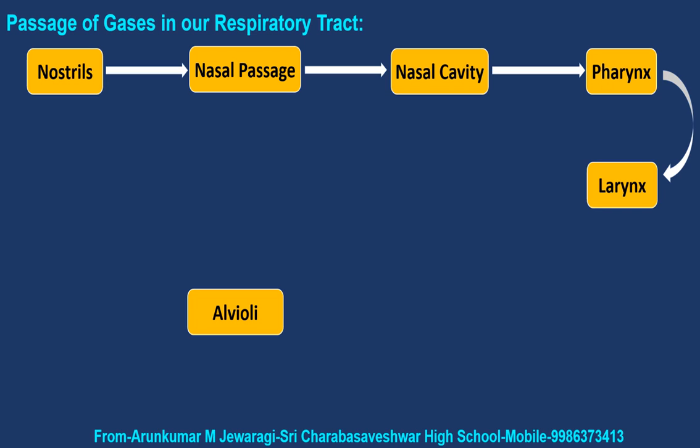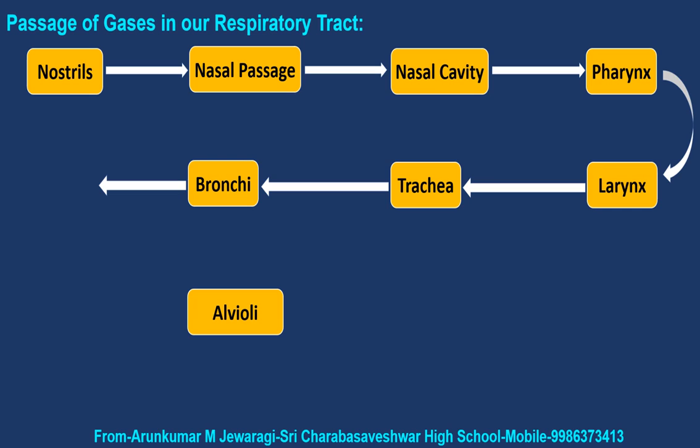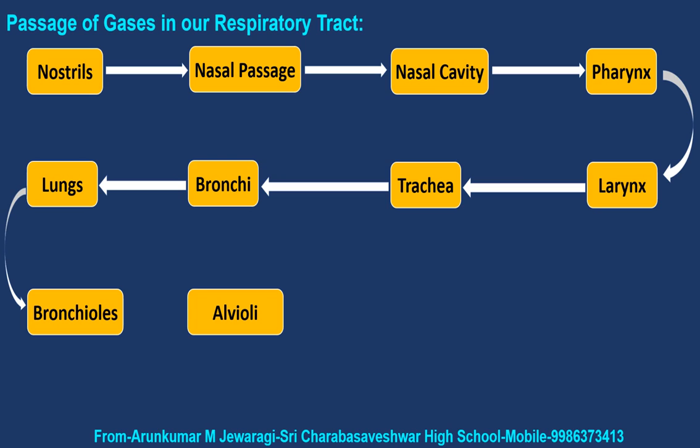After the pharynx, the air enters into the larynx. From the larynx, it enters into the trachea. Okay, the trachea is a windpipe. From the trachea, it enters the bronchi. From the bronchi, it enters the lungs. From the lungs, it enters the bronchioles. From the bronchioles, it enters the alveoli. So the alveoli is the last part. Okay. We can also make it reverse when expelling carbon dioxide outside. So this is the passage of gases, usually oxygen. So this is the passage of oxygen in our respiratory tract.